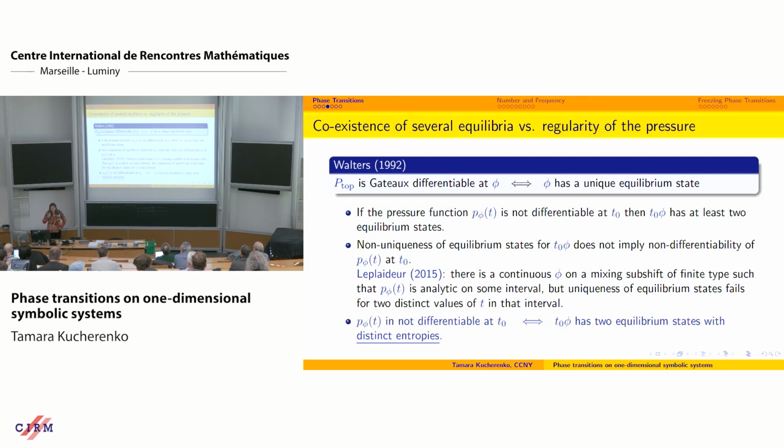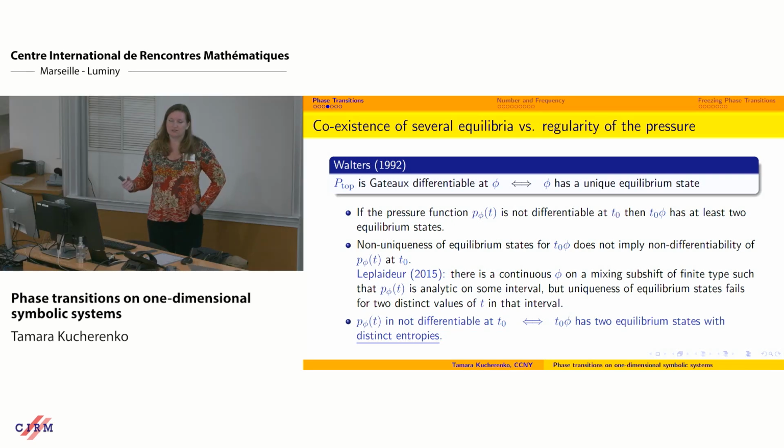What is actually true is that non-differentiability of the pressure function at a point T naught is equivalent to the fact that the potential T naught phi has two equilibrium states with distinct entropies. This is something one would expect from a really strong phase transition: you have coexistence of two equilibrium states and they have two different entropies.